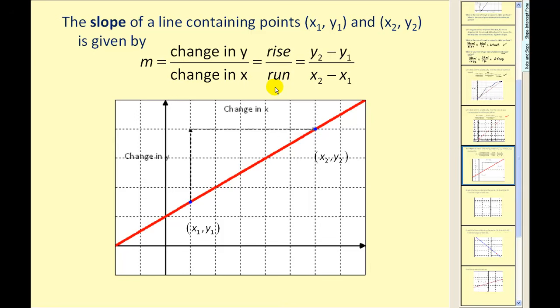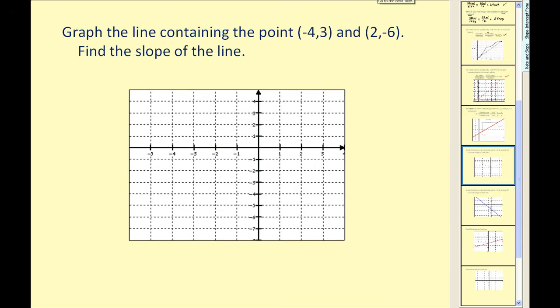So to calculate the slope, we have to find the change in the y-coordinates over the change in the x-coordinate, just like we did for our examples of rate. It is important that we keep this difference consistent. If the numerator is y2 minus y1, the denominator must be x2 minus x1. Let's go ahead and give it a try.